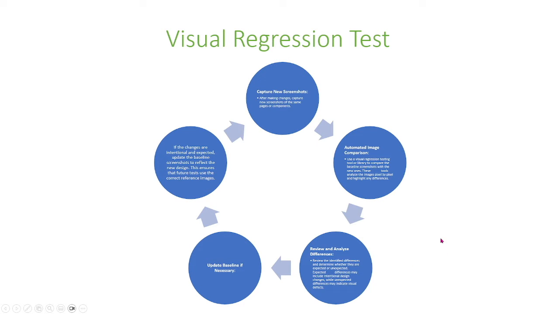Here is a diagram of the visual regression test. First, get a screenshot. If necessary, update the baseline screenshot. After making changes, capture a new screenshot for the same page or components. Automated image comparison: use an automated tool to compare the baseline screenshot and the newly captured screenshot. Review and analyze the differences between the baseline screenshot and the new captured screenshot.